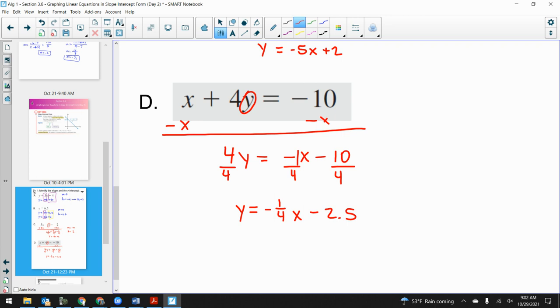So what's my slope? -1/4. And my y-intercept? -2.5. Yeah. Good. Questions about that? See, once it's put into slope-intercept form, it's really easy to identify what the slope and the y-intercept are. Very easy. Once you put it into slope-intercept form.